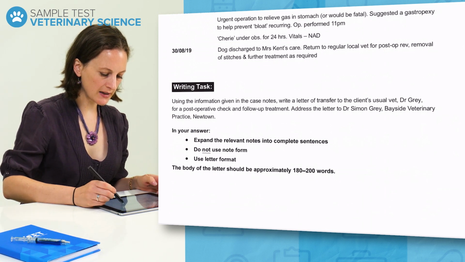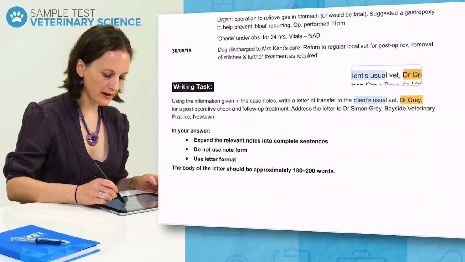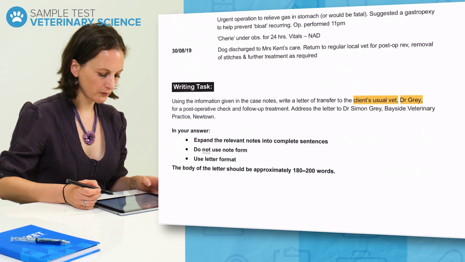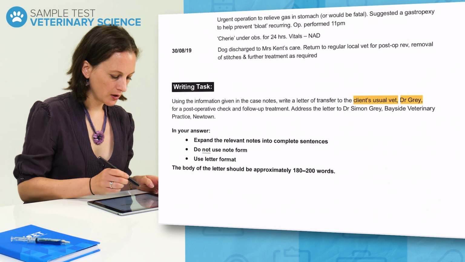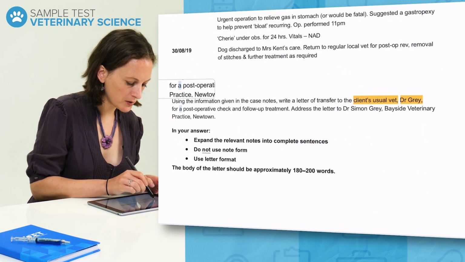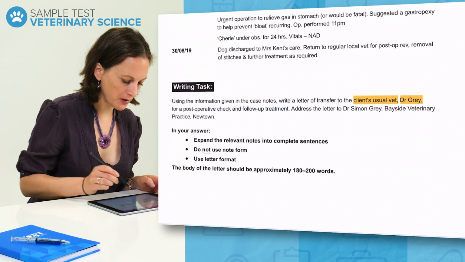Here we can see that we're writing to Dr. Gray, who is the client's usual vet. What are you writing to the vet about? You are writing to provide a post-operative check and follow-up treatment.